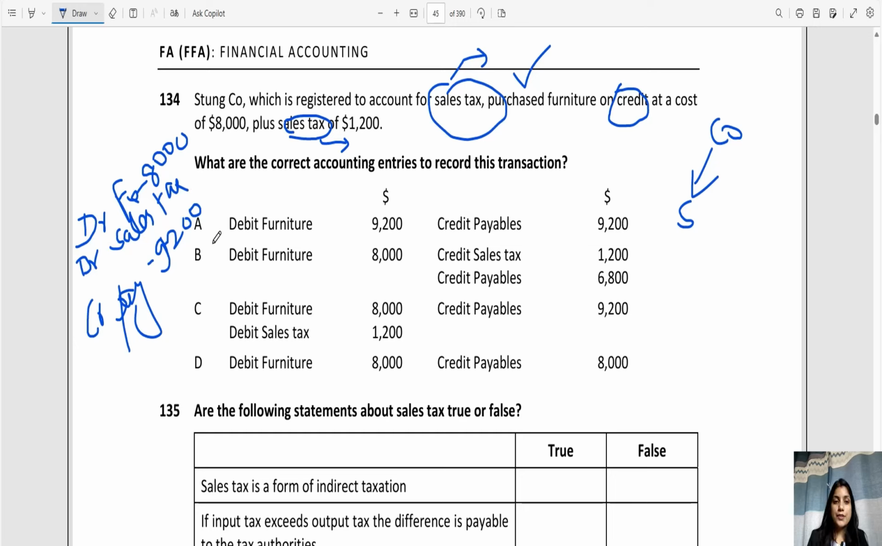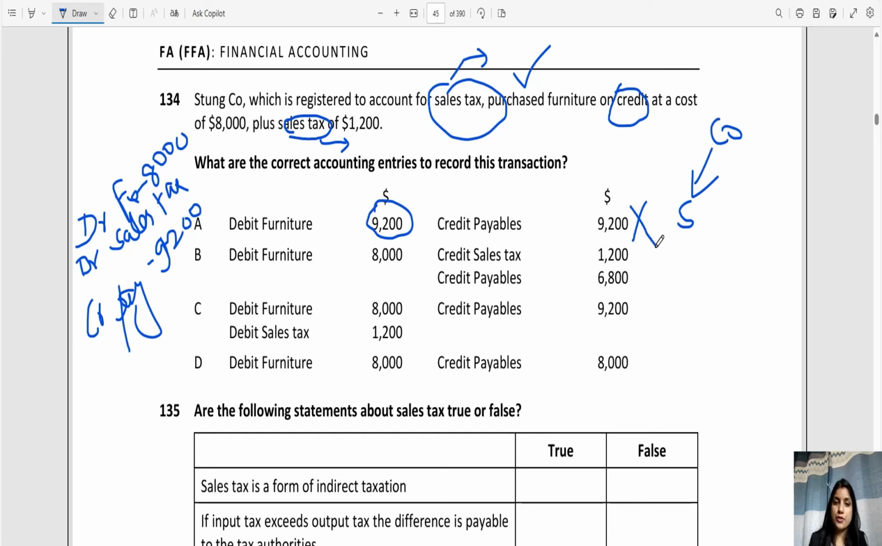Okay, so in option A, they have debited the furniture, that's correct, and credited the payables. Do you think the amount they use is correct? No. Even though they don't consider the sales tax, there might be something for the sales tax, right? We can't show it or capitalize it along with the furniture cost. So that's why option A is incorrect.